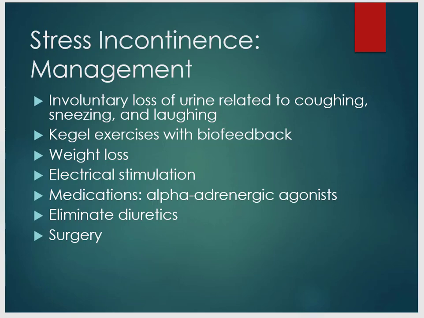It's also important to have the patient be just aware of their symptoms. If able, you want to eliminate diuretics. The class of medicines, the alpha adrenergic agonists, are known to improve muscle tone in the urinary tract, and then if there's continued issues, then surgery may be an option.